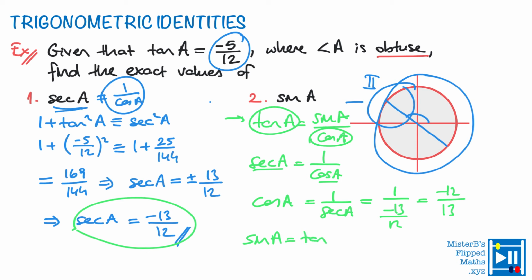Now that I know these two, I can find sine A, because sine A now will be tangent A times cosine A, which will be minus 5 over 12 times minus 12 over 13, and the result will be 5 over 13, because these will simplify each other, and minus times minus is plus. So the answer to sine A is 5 over 13.